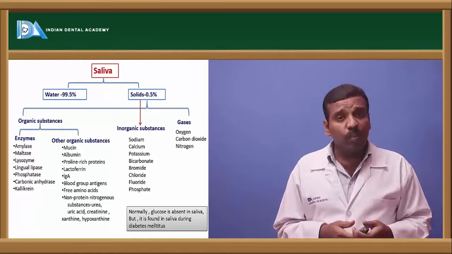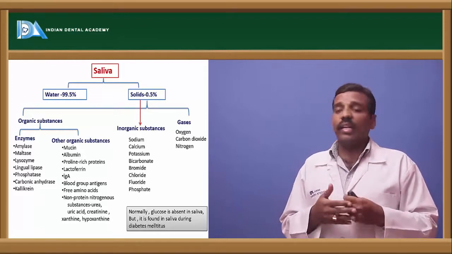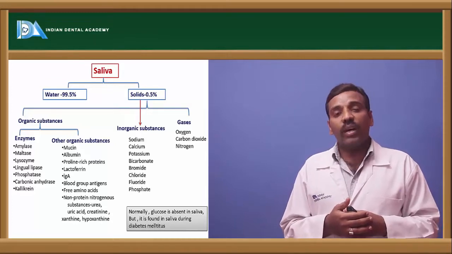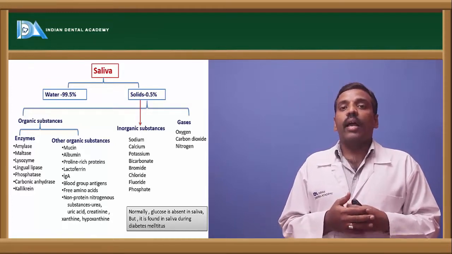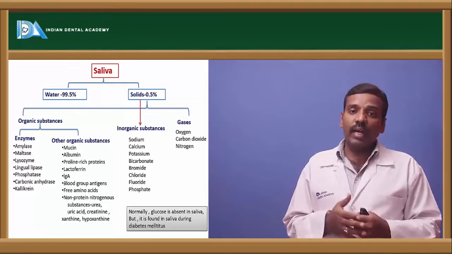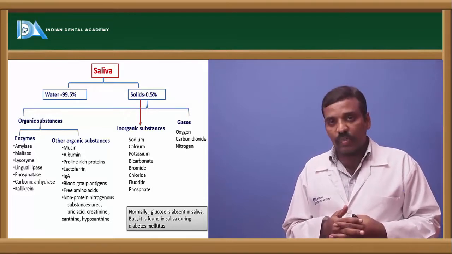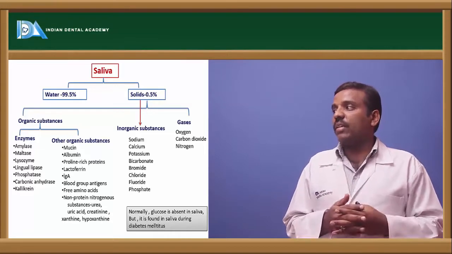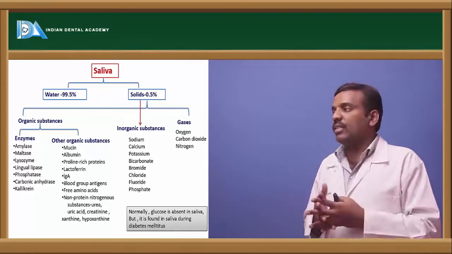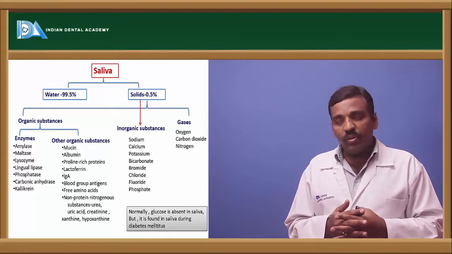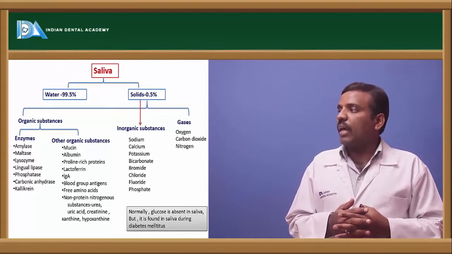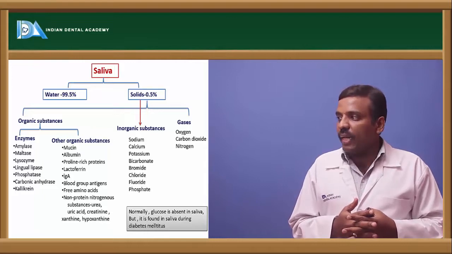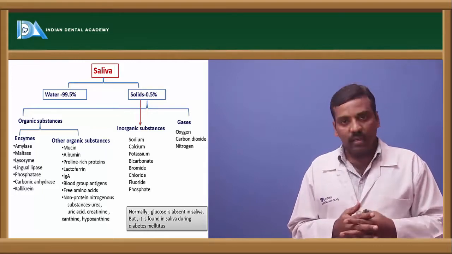Next, the composition of saliva: 99.5% water is present and 0.5% solids are present. In these solids we have organic substances and inorganic substances. The organic substances include enzymes and other organic substances. The enzymes are amylase, maltase, lysozyme, lingual lipase, phosphatases, carbonic anhydrase, and kallikrein.